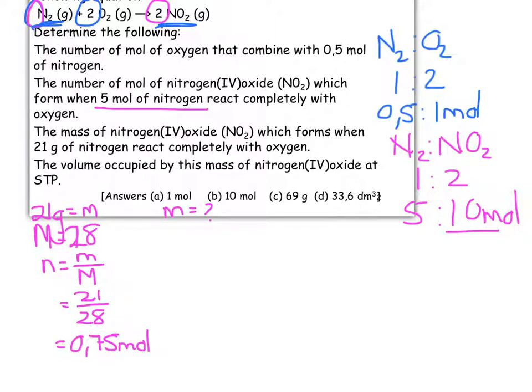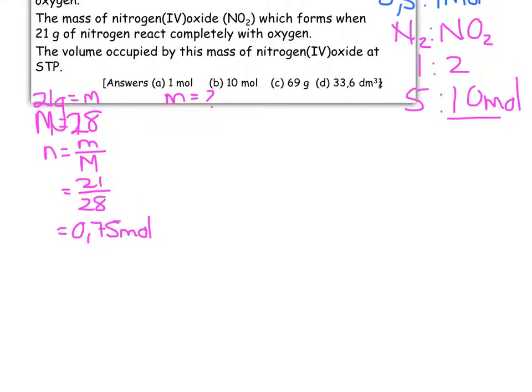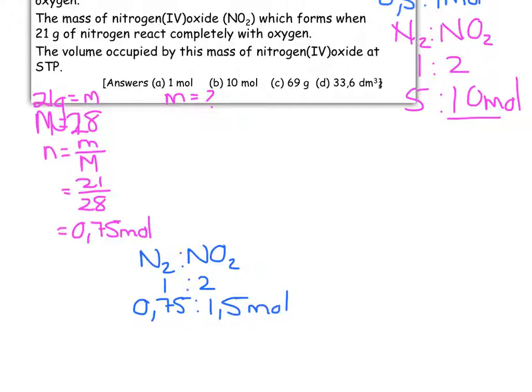So I'm going to say, let's just move this up a little bit. Nitrogen was to nitrogen dioxide as 1 was to 2, and that came from the balanced equation, but I haven't got 1 mole of nitrogen. I've got 0,75 moles of nitrogen, which means I need to double that, and it's 1,5 moles of nitrogen dioxide.